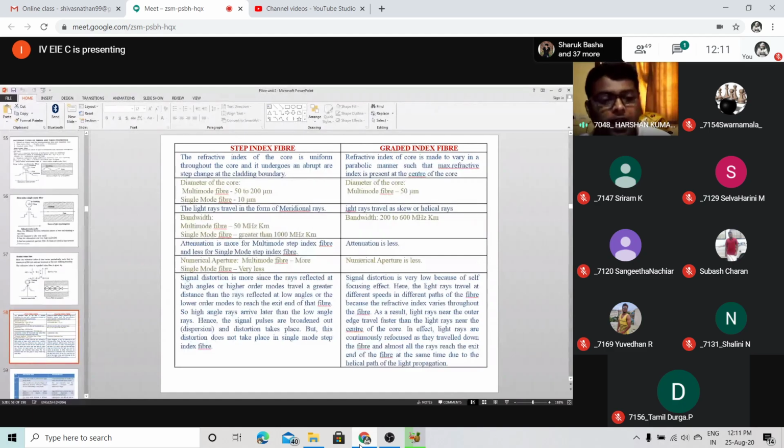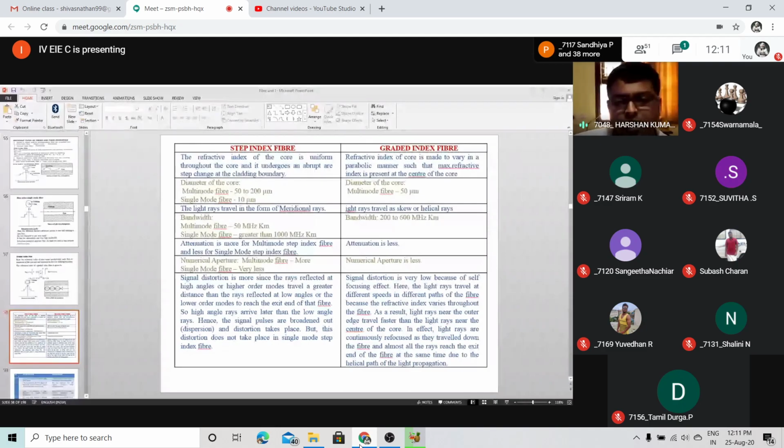Coming to the diameter of the core, in case of single mode fiber, it is going to be 10 micrometers. In case of multi-mode fiber, it is going to be 50 to 200 micrometers. Am I making this clear for you? Yes? Okay. Whereas the diameter of the core in graded index fiber is going to be 50 micrometers.